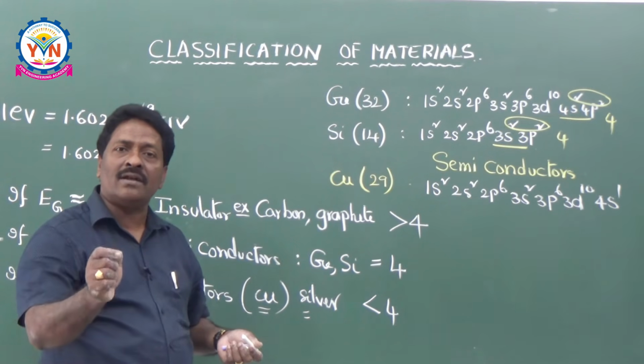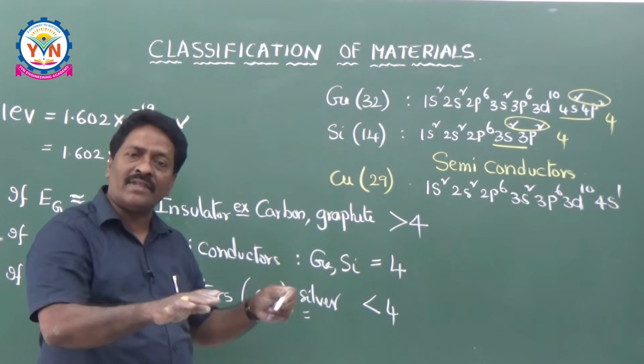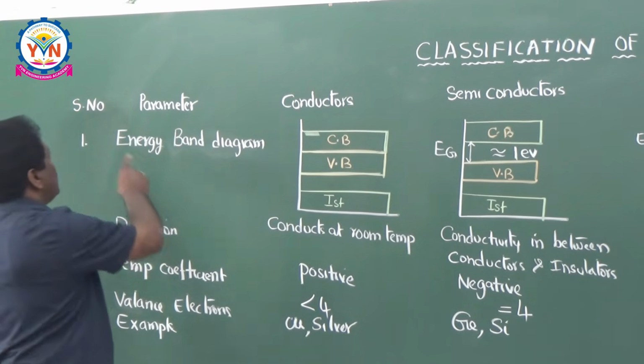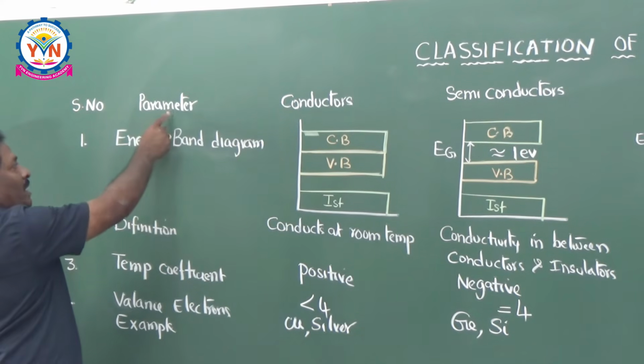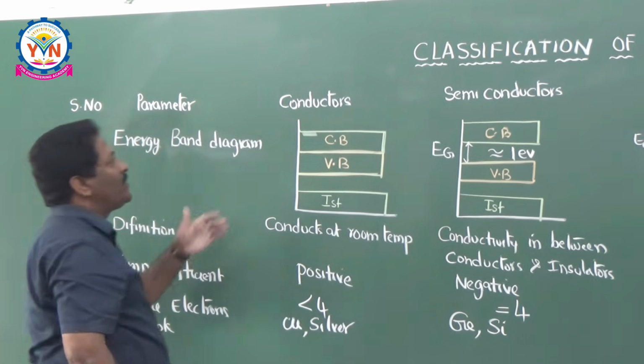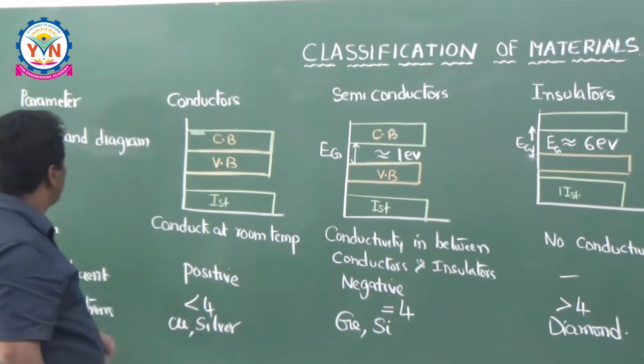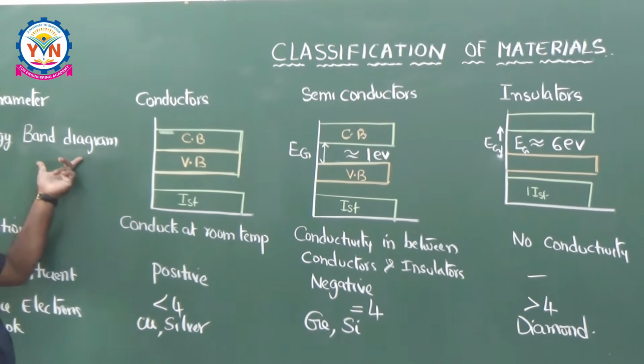So in a single shot, I would like to give the total summary of this. Okay, now let us have a look at this table. Serial number, and the parameter I am comparing for this. The classifications of materials are nothing but conductors, semiconductors and insulators. Coming to the first one, the energy band diagram.